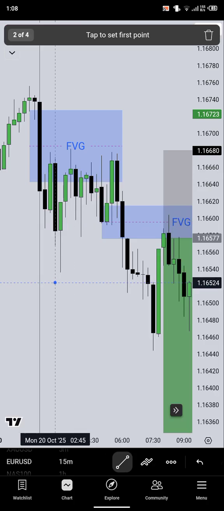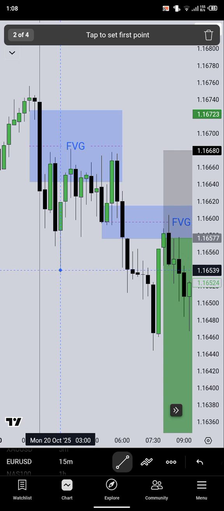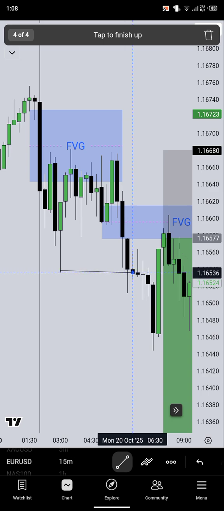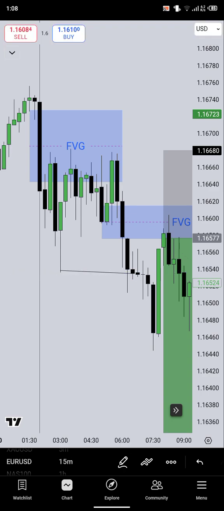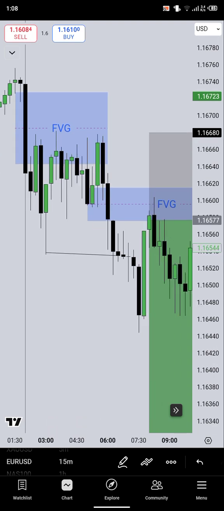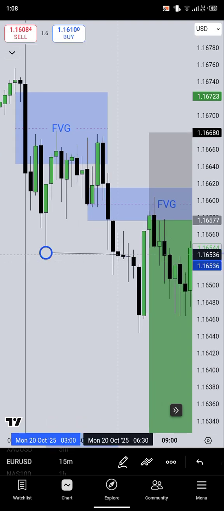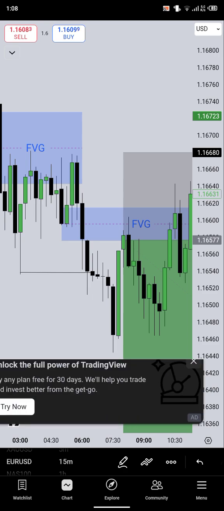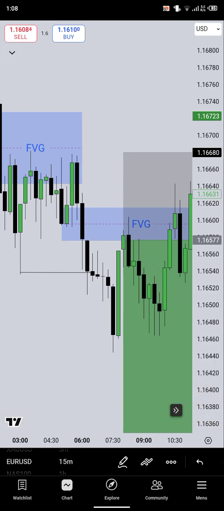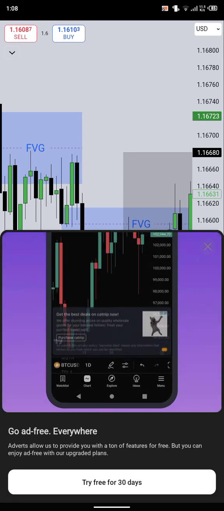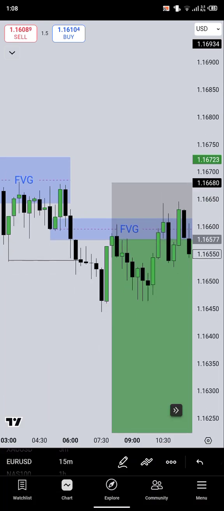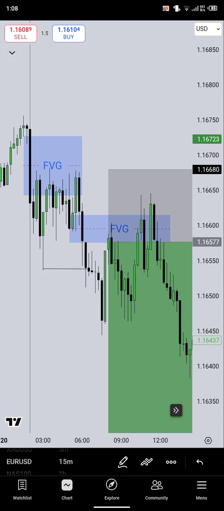And then we see a break of structure here. As soon as the break of structure happened here, my entry position was from this fair value gap that price created before breaking the structure. And price began to push back to that point.